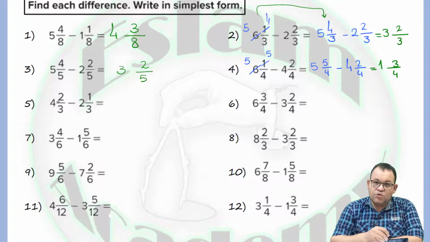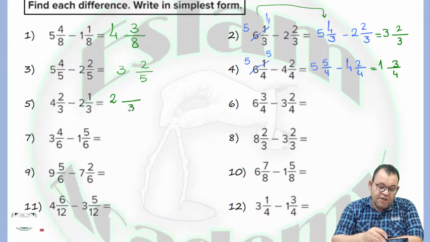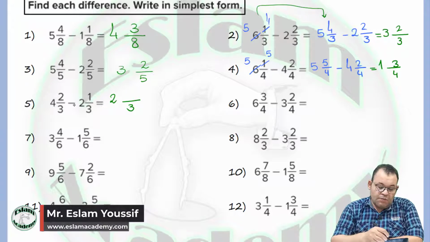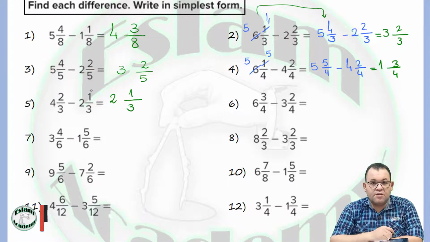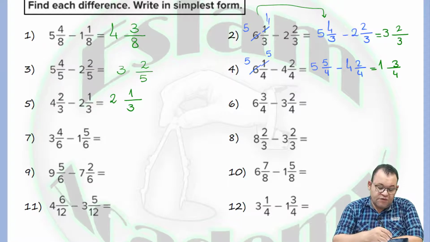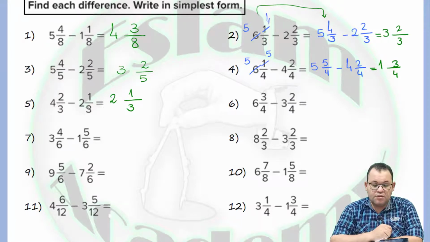Again, we have 4 and 2 over 3, minus 2 and 1 over 3. Number 1, subtract the whole numbers. So 4 minus 2 equals 2. Write the denominator without any change. 2 minus 1 equals 1. It means the answer now will be 2 and 1 over 3. Because we have the same denominator and the first fraction is greater than the second one.